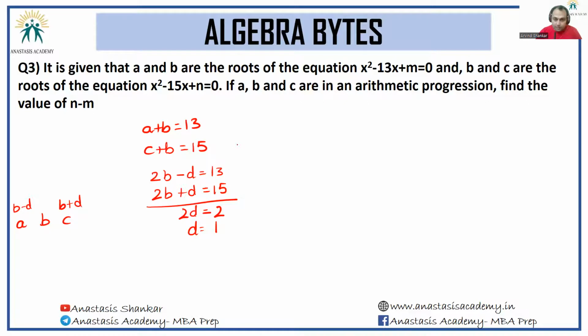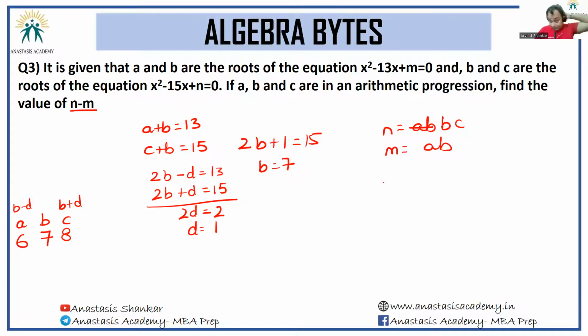If d is equal to 1, c, which was b plus d, I would now have 2b plus 1 is equal to 15, or b is equal to 7. So this is 7, this is 8, this is 6. Finally, we are asked the value of n minus m. n is in the second equation, so it is equal to BC, and m is equal to AB. So n minus m would be equal to b times c minus a. So b is 7, c minus a is 2, 8 minus 6. So the final answer we get here is 14.